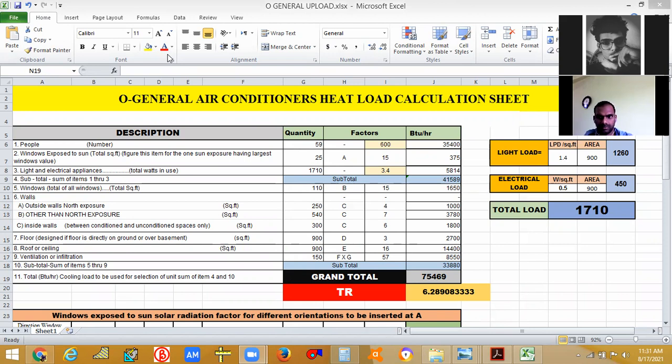Practically, which method do we use? Practically, we will be using the HAP method. For any comparisons, you can use this also. For checking purposes, you can use this. And you can use the E20 sheet also for this.